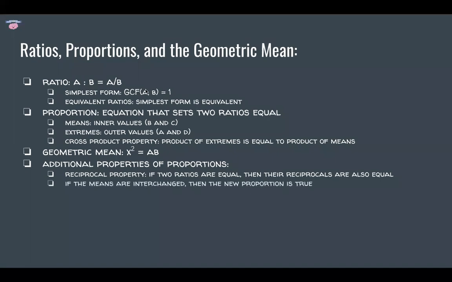It's just easier. Okay, if the means of two ratios are interchanged, then the new proportion is still true. 2 to 3 is equal to 4 to 6. The means are 3 and 4, which means that 2 divided by 4 is equal to 3 divided by 6. Let me try that again. 2 divided by 4 is equal to 3 divided by 6, and voila, it works.